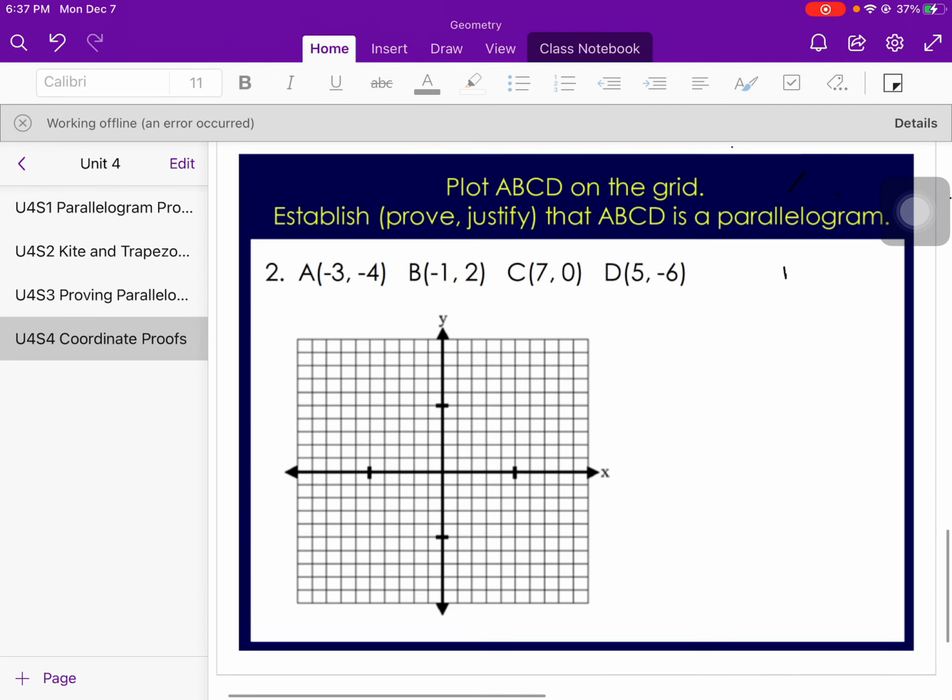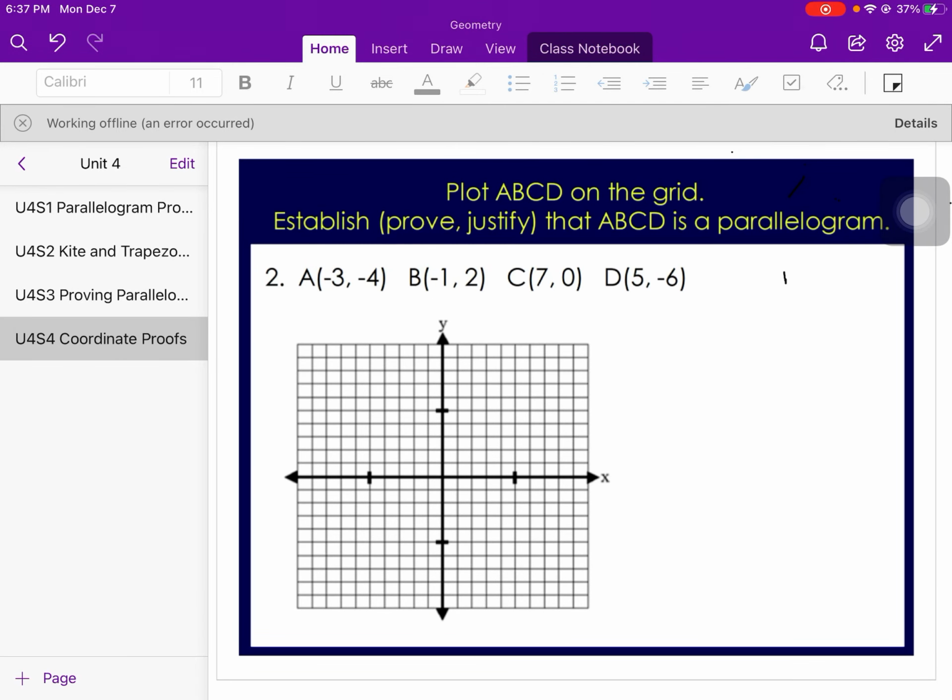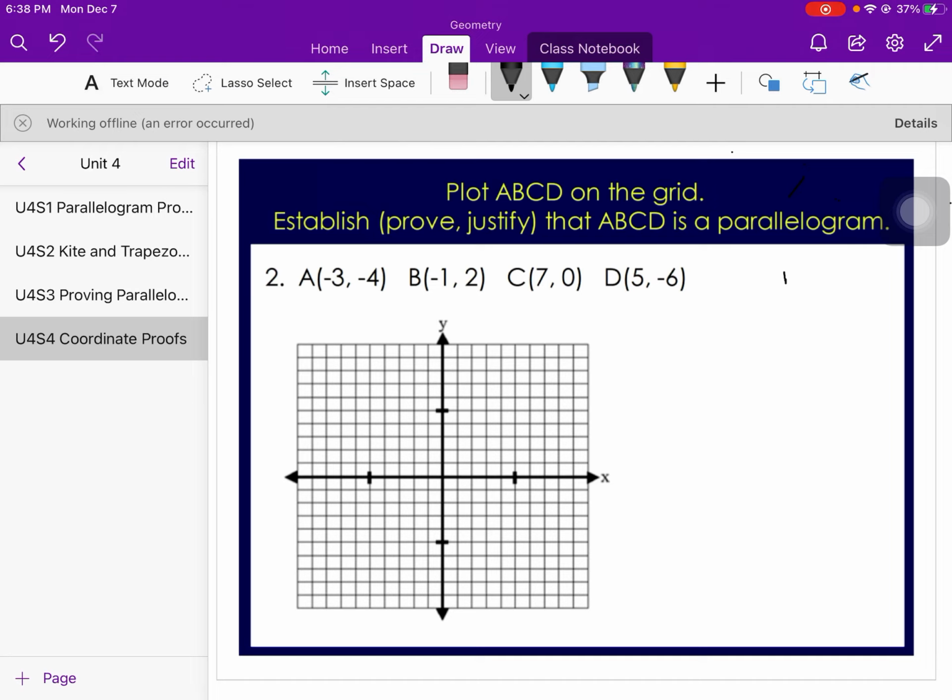Okay, so let's go ahead and try this next one. Plot ABCD on the grid, just like we did before. And I'm going to show you another method that we can do for this. So negative 3, negative 4 is back 3, down 1, 2, 3, 4. Negative 1, 2, and that's our A. Back 1 up 2. It's B. 7, 0 is over 7, 0 like that. C. And then 5, negative 6 is way down here. And that is D. Now we connect our points.